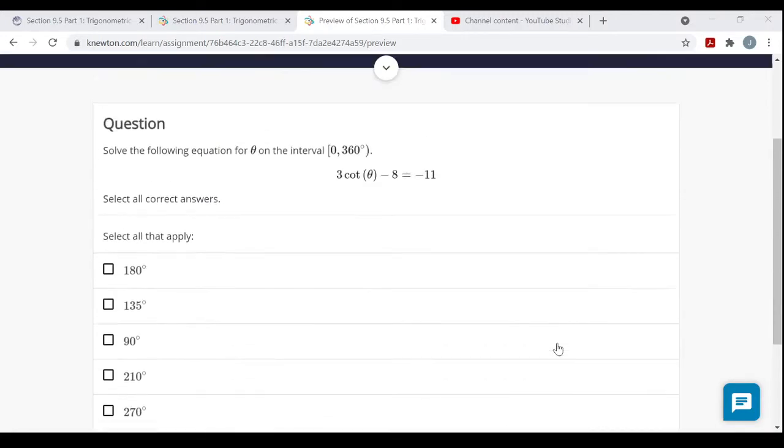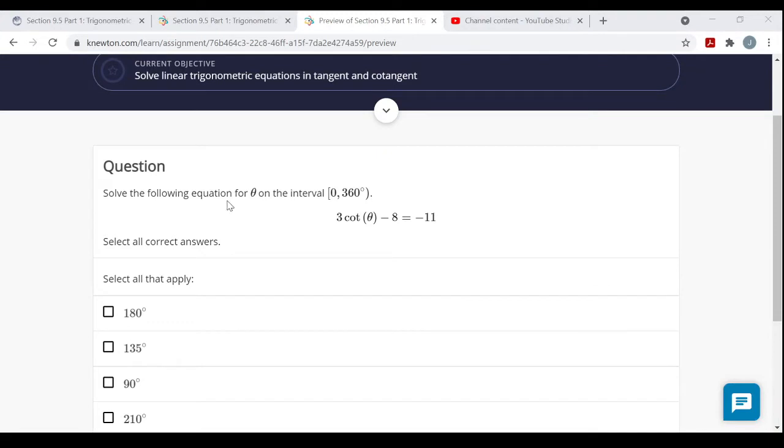Hopefully those help you. Alright, so we're asked to solve the following equation for theta, but they only want the values of theta from 0 to 360 degrees, including 0, the bracket, but not including 360, a parenthesis. So it's 3 times the cotangent of theta minus 8 equals negative 11. Then I'm going to write this out, and we'll find all the solutions, and then I'm going to cut it down to just those solutions between 0 and 360.